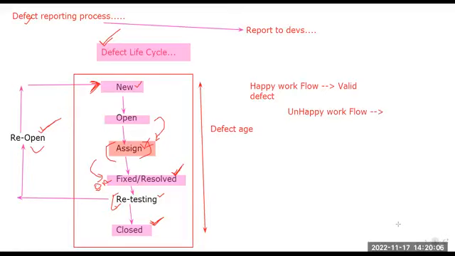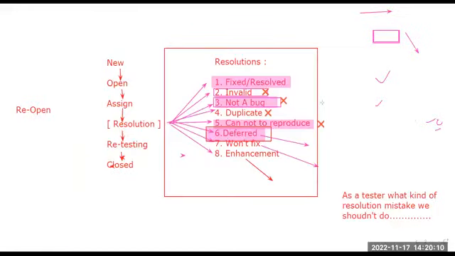Sir, is there an unhappy workflow? That is the unhappy workflow, all these resolutions, right? If developers are selecting any of these different resolutions, it means what? That is an unhappy workflow. Getting it? Excluding fixed or resolved, yes, excluding fixed or resolved. Because fixed or resolved means they are getting a valid defect and quickly fixing it.